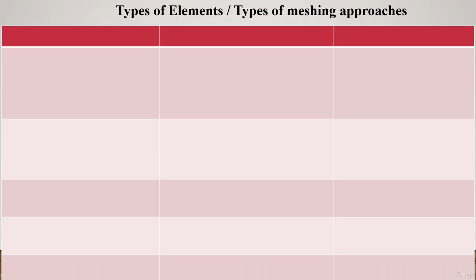As I just told you, there are three different types of elements, or we can say there are three different types of meshing approaches, which are 1D meshing, 2D meshing and 3D meshing. There is a fundamental difference between all these three types of meshing.